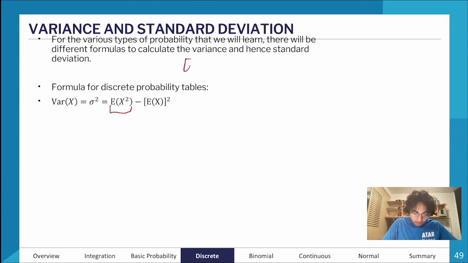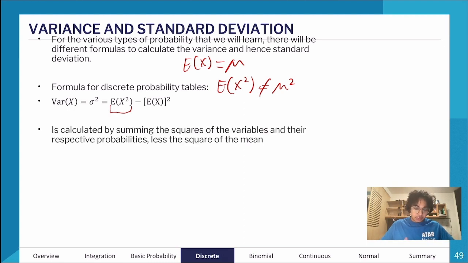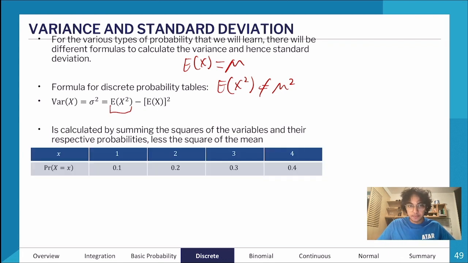So if you guys remember, E of X is just equal to the mean. So how do I work out E of X squared? And it's not just the mean squared, okay? For E of X squared, we need to make a new probability distribution table with every value squared, and then we just work it out as per normal. So we sum up the squares of the variables times their respective probabilities, then we square the mean. So how would this work out to be? I'll give you guys a couple seconds, maybe have a crack.